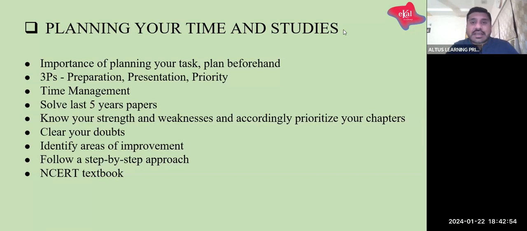You have to prioritize your chapters in science. The chapter you find the most difficult should be given more time. And the chapter which is very easy for you can be done last. Time management, hence I say.